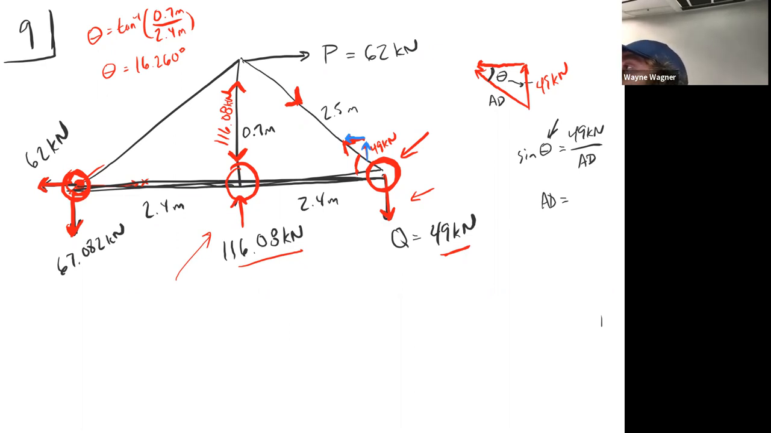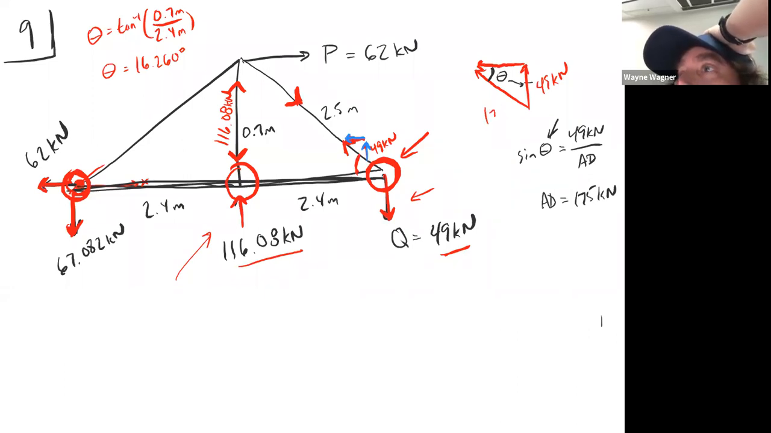We're going to raise that to the -1, and we're going to multiply that by 49. So that gives me 175 kilonewtons. So this side is 175 kilonewtons. And then I'm going to go ahead and get this side right here because it's going to be useful for me. I know this from having done these problems many times.